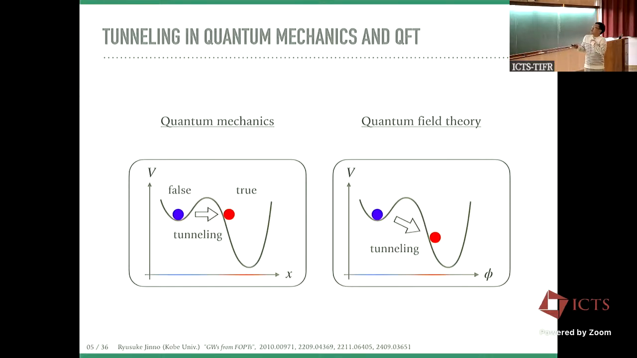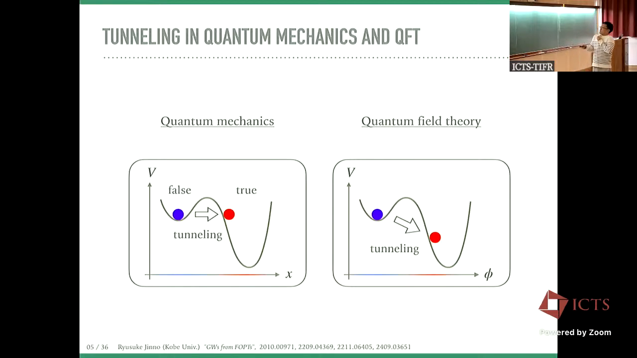And the same thing happens for QFT. So we have an order parameter in QFT, which I call phi. Suppose your free energy is like this. Even if initially the scalar field is localized at the false vacuum, after some time there's a non-zero probability of finding it at the true vacuum.